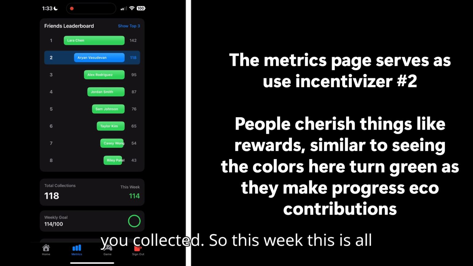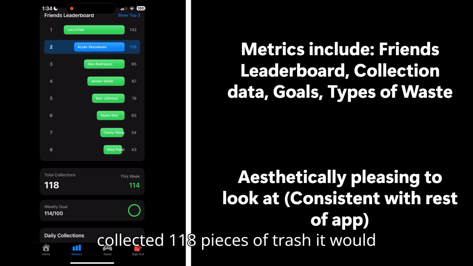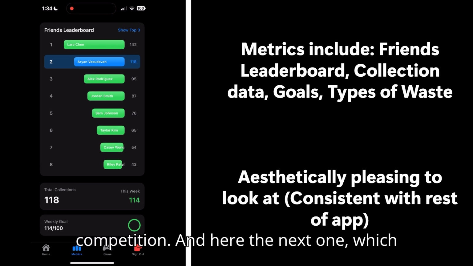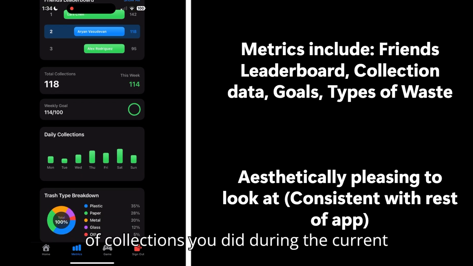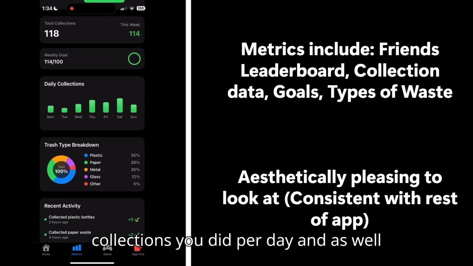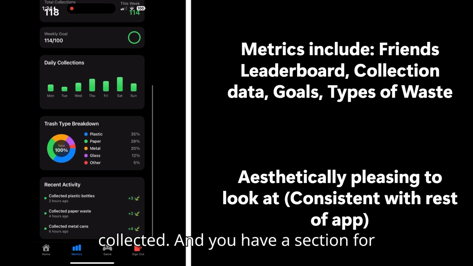This is all example data because I haven't used this app for a week, but if I'd collected 118 pieces of trash, it would look something like this on the leaderboard. And this is an incentive for friendly competition. The next one is your total collections and the amount of collections you did during the current week, and you have a weekly goal. You also have a bar graph of how many collections you did per day, as well as a breakdown of what sort of stuff you collected. And you have a section for recent activity.